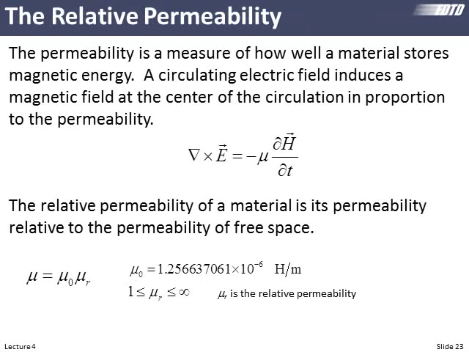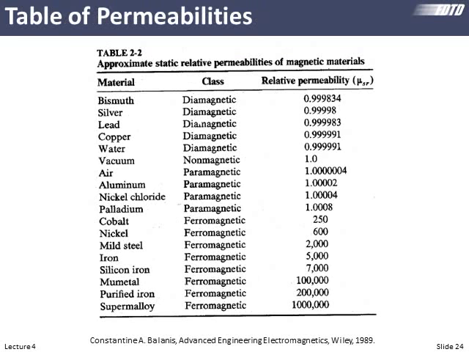Our other curl equation. Now the permeability is our proportionality constant. We also have a negative sign here. The handedness changes in this equation. But an encircling electric field induces a change in the magnetic field at the center of that circulation, and the permeability is the proportionality constant. Here's a table of permeabilities. Air has a permeability of 1.